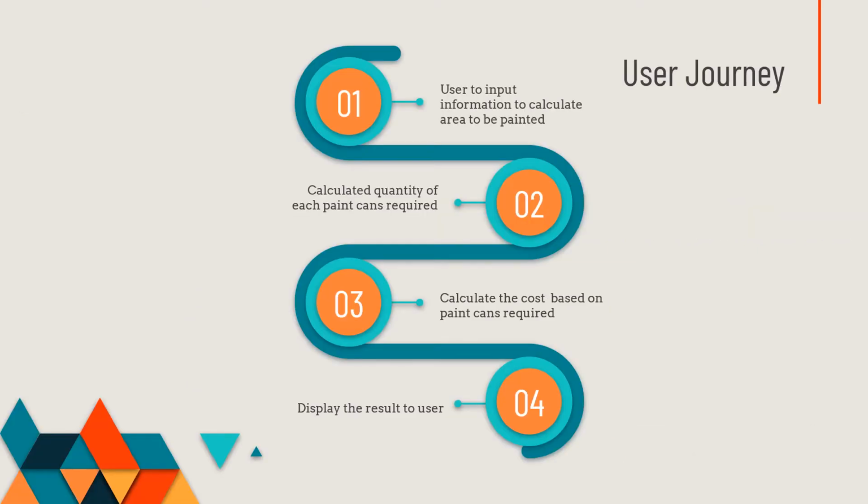For the online painting estimator, I have designed the user journey with 4 parts. The first one, the user inputs information to calculate the area to be painted. The second part, we will calculate how many cans are required for each paint. The third part will be to calculate the cost according to the cans required. And the fourth part will display the result to the user.